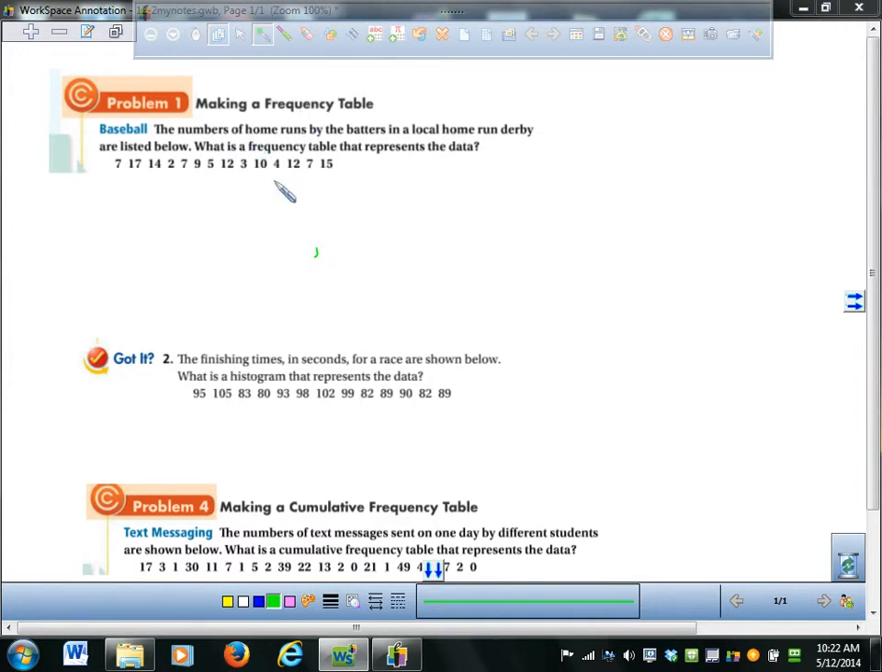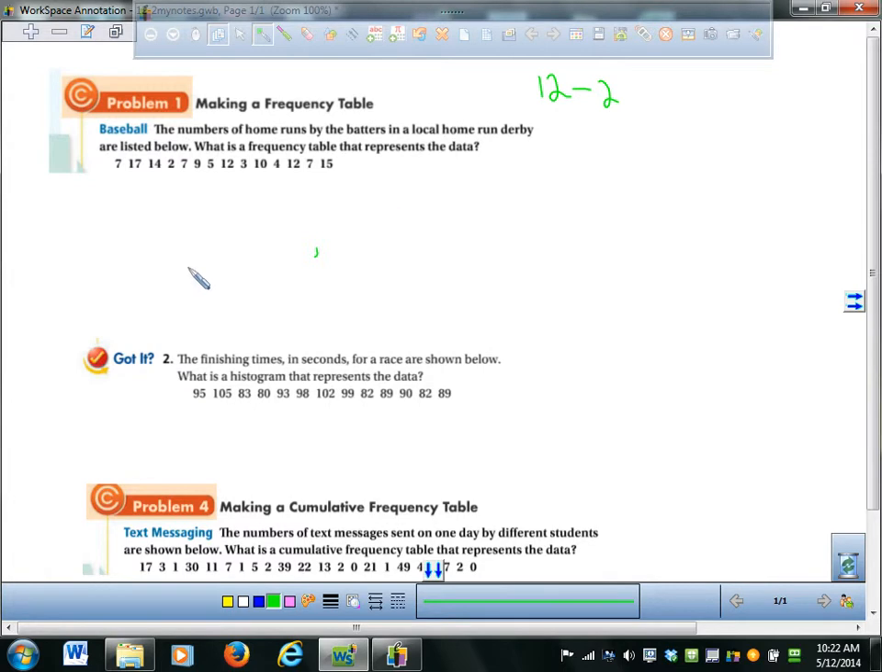I'm just going to go through an example of how to make a frequency table, and then how to do a histogram from that frequency table. This is section 12-2. I just cut and pasted example problems out of your book, which I'm going to go through with you. If you want to see these again, they are in your book. Baseball: numbers of home runs by the batters in a local home run derby are listed. What is a frequency table that represents the data?